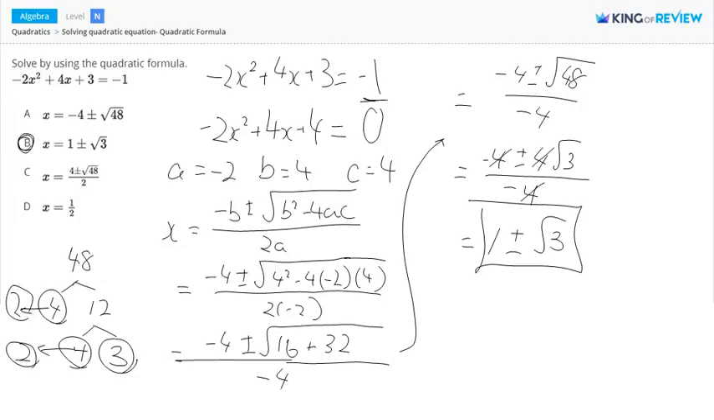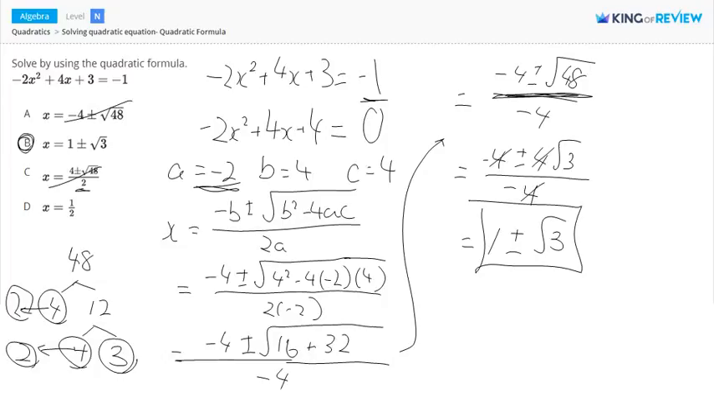Now let's look into other options. Option A is pretty close because it got down to this top part, but it forgot about the bottom, the 2a part. So that's why this is wrong. Option C is forgetting to multiply by the a, the negative 2. It's only having the 2. So that's why this is wrong.